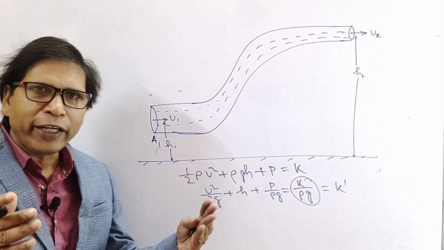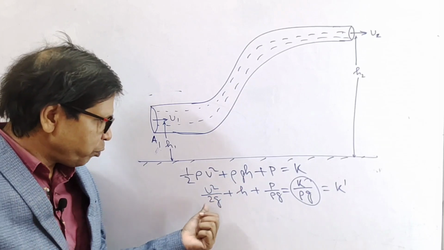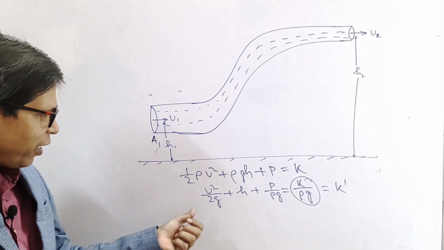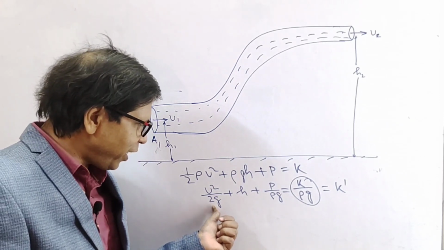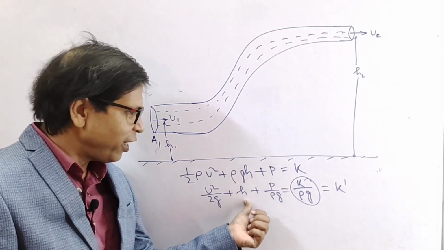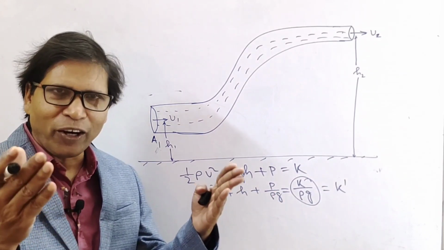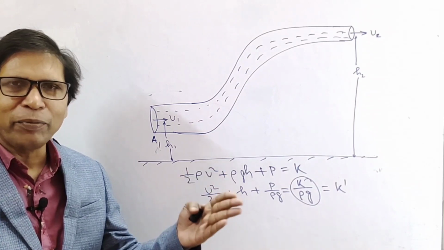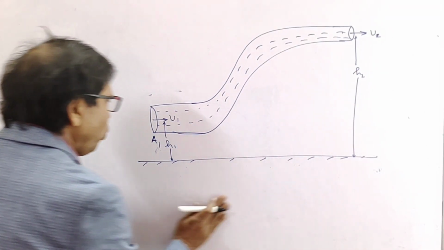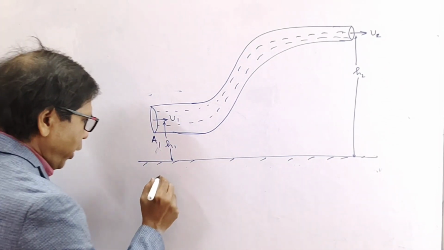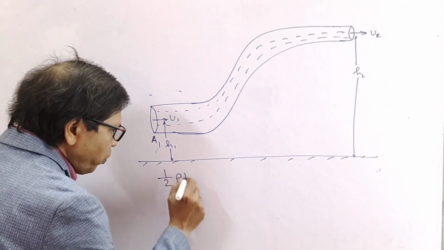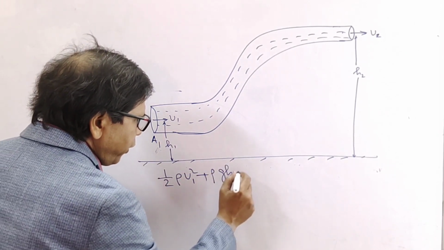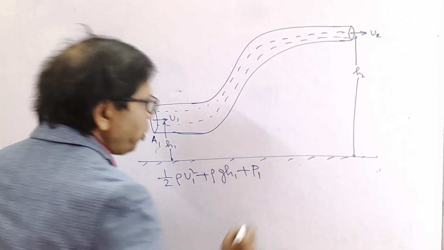So Bernoulli's law can be expressed in terms of this equation. For a streamlined motion of ideal liquid, the sum of velocity head, gravitational head and pressure head is equal to constant. Now Bernoulli's law can be obtained from the conservation of energy. Now look at this, the total energy at this point is half rho v1 square kinetic energy, potential energy rho g h1 and pressure energy p1.